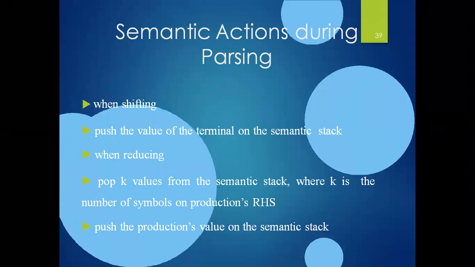When reducing, pop k values from the semantic stack, where k is the number of symbols on the right hand side of the production. We are only popping the right hand side of the production. That means we are popping the body of the production, which appears on the right hand side of the rule, right? So we are not popping the left hand side part. We are popping the right hand side part. But we are shifting the left hand side part. Make a note of this.